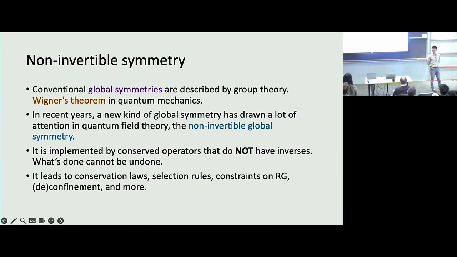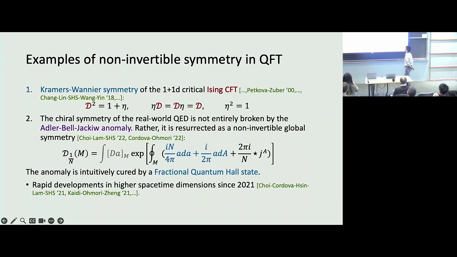You might have to work very hard to come up with the first example of a non-invertible symmetry. But in fact, if you look at arguably the simplest quantum field theory of all, namely the 1+1D critical Ising conformal field theory, there's already a non-invertible symmetry. It is associated with the Kramers-Wannier duality. Now, if this is the first time you see the formula, don't panic. In the rest of the talk, I'm not going to use it directly, but I just want to show some of the examples that I personally like a lot.